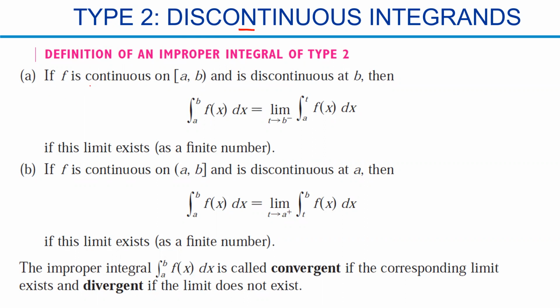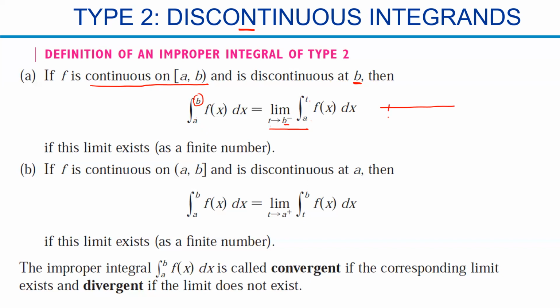If f is continuous on the half-open interval [a, b) and is discontinuous at b, you see, the discontinuity is at b, then you can say that the integration from a to b, so the problem is on b, because the function is not continuous at b. Therefore, you can use, similarly, a limit, the limit from a to t, but t must be approaching b from the left, b minus. Why not b plus?